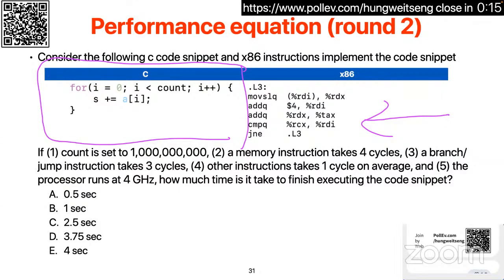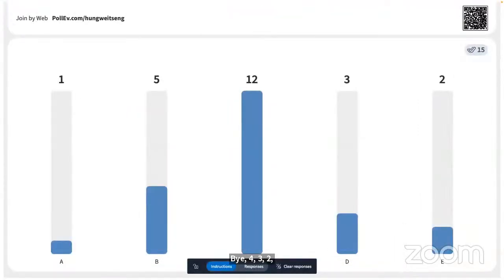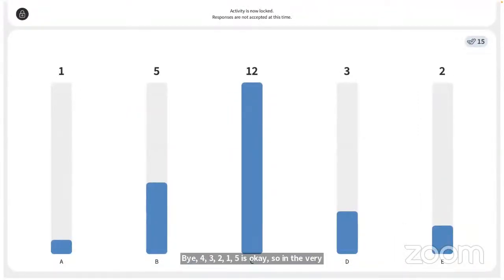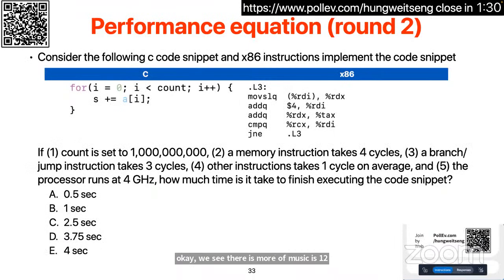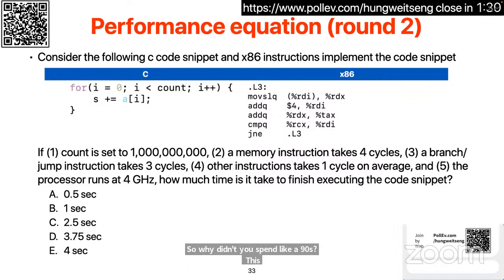All right, let's wrap up in 15 seconds. 5, 4, 3, 2, 1. Time is up. Okay, in the very beginning, we see the majority is choosing C. So why don't you spend 90 seconds discussing to figure out the answer, and let's see what happens after.